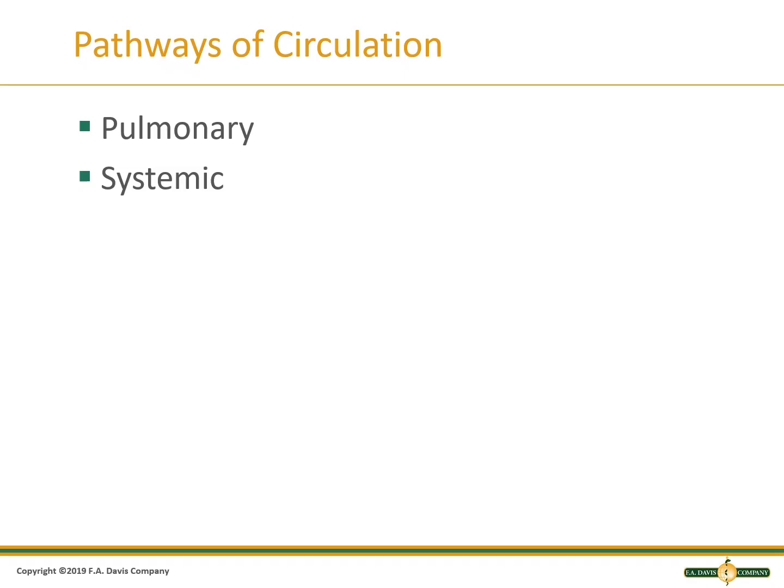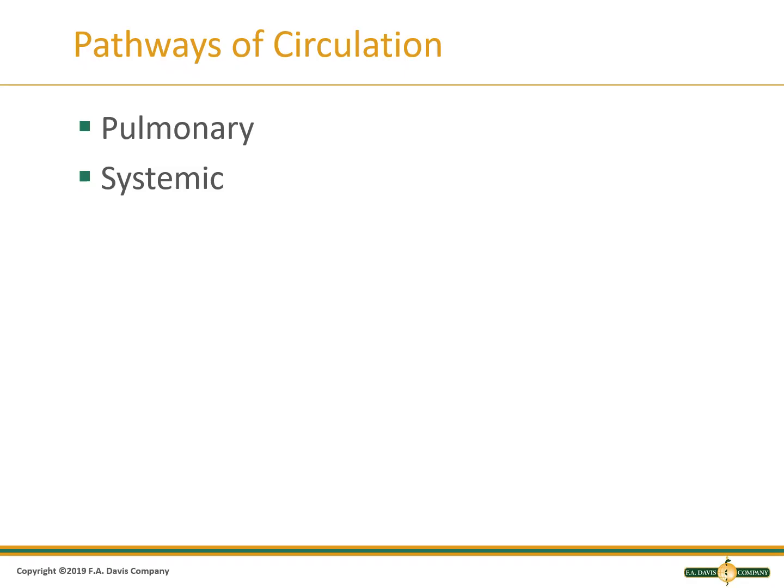So we start at the right ventricle. Blood passes through the pulmonary valve, pulmonic valve, into the pulmonary artery, travels to the left and right lung, to the capillary bed, where the exchange of oxygen and carbon dioxide occurs. Oxygenated blood now travels via the pulmonary veins back to the heart to the left atrium.